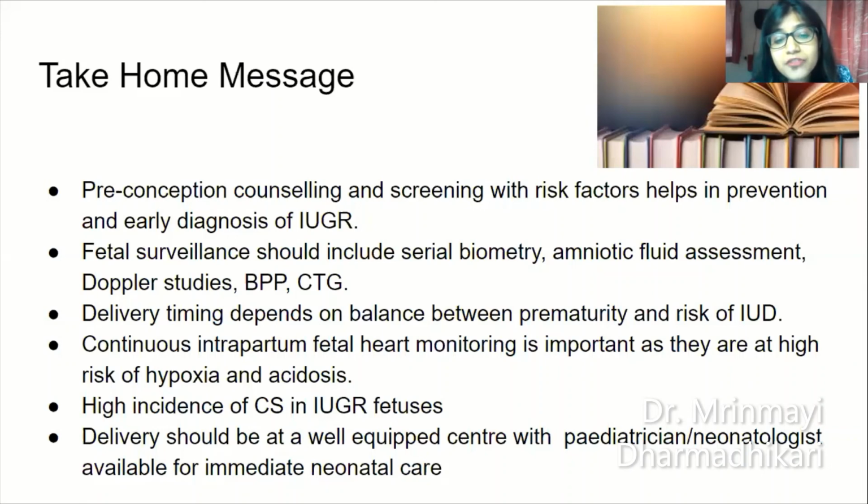Continuous intrapartum fetal heart monitoring is important as they are at a high risk of hypoxia and acidosis and therefore higher incidence of cesarean section in IUGR fetuses. Delivery should be at a well-equipped center with a pediatrician and neonatologist always available for immediate neonatal care.